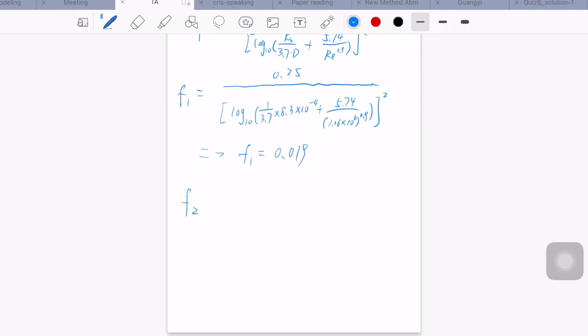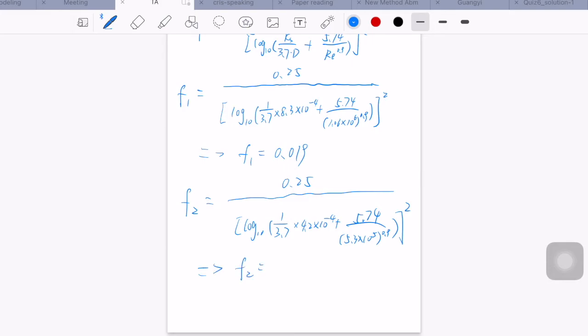Then we can determine that F2 is equal to 0.25 divided by log base 10 of 1 over 3.7 times 4.2 times 10 to the power of -4 plus 5.74 divided by 5.3 times 10 to the power of 5 to the power of 0.9, squared. So we determine that F2 is 0.017.